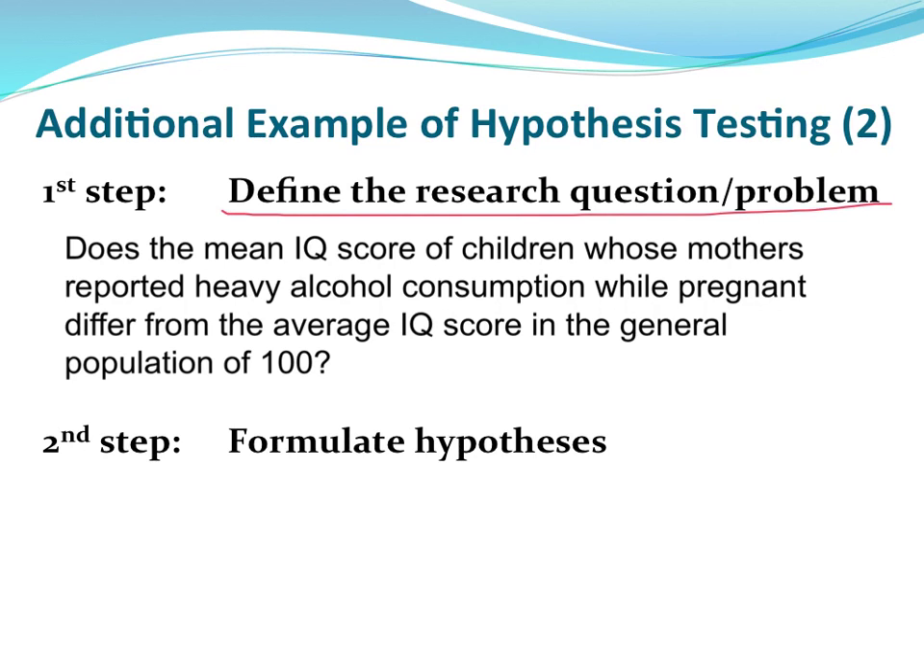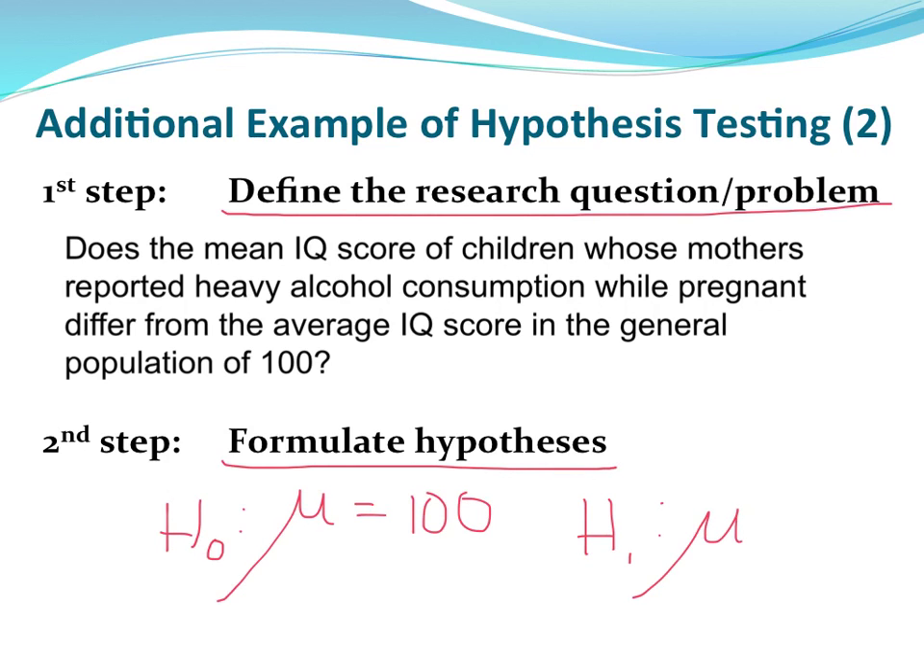Our next step is formulating hypotheses. Since we are testing to see if the average IQ score of the population from which our sample came of children whose mothers reported heavy alcohol consumption while pregnant differs from the average IQ score of the general population of 100, our null hypothesis would be mu is equal to 100, asserting that there is no difference, and our alternative would be mu is not equal to 100, asserting that there is a difference.